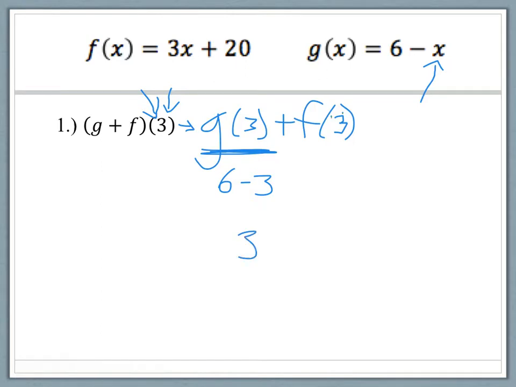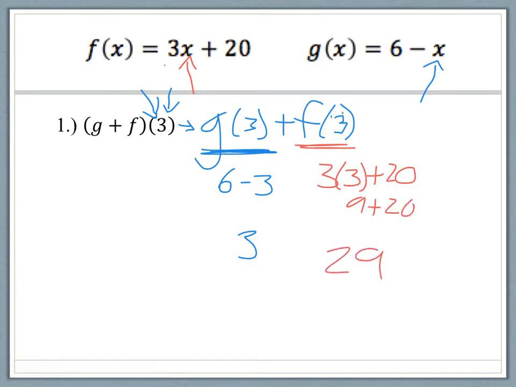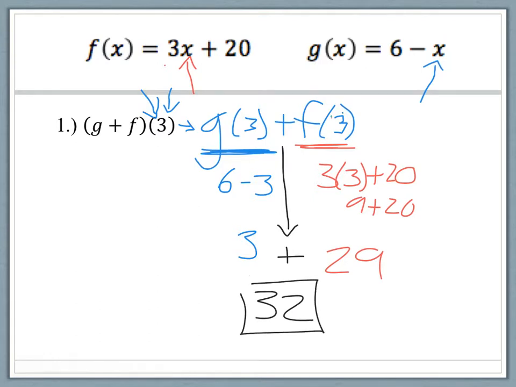Okay? Now I'm going to do my f of 3. So f of 3 tells me that I'm going to plug 3 in for x in the 3x plus 20. So I'm going to do 3 times 3 plus 20. So 3 times 3 is 9 plus 20 is 29. Okay? So I got my f of 3, I got g of 3, and now I'm just going to do the operation, which is addition. So I'm going to put my addition sign there. So 29 plus 3 is 32. So when we evaluate, we're actually going to have a number as our answer. We won't have x's anymore since we're plugging numbers in for x.